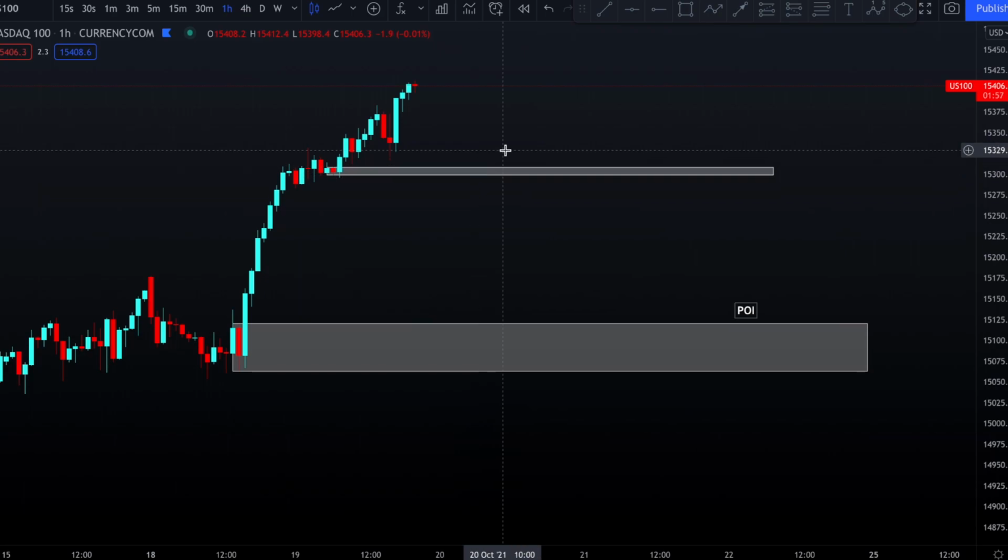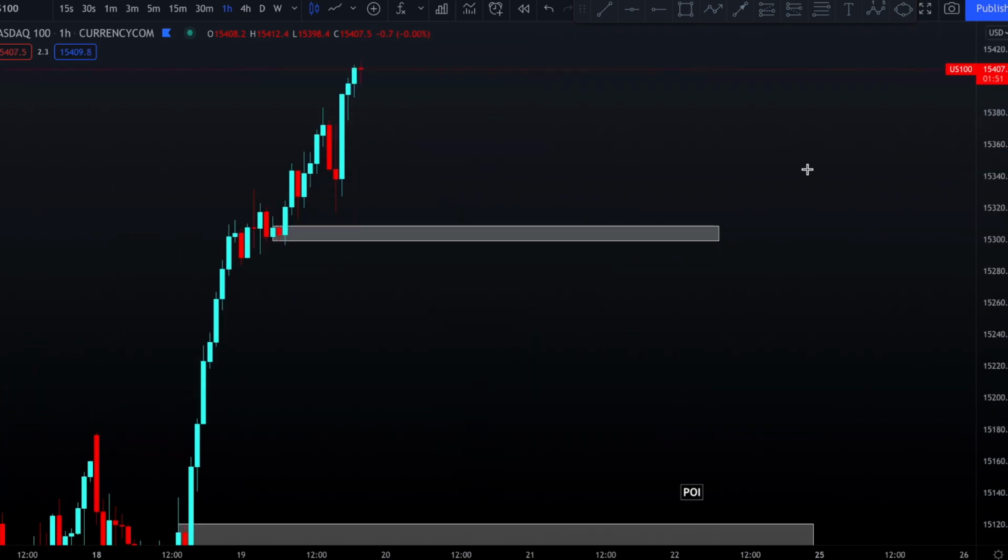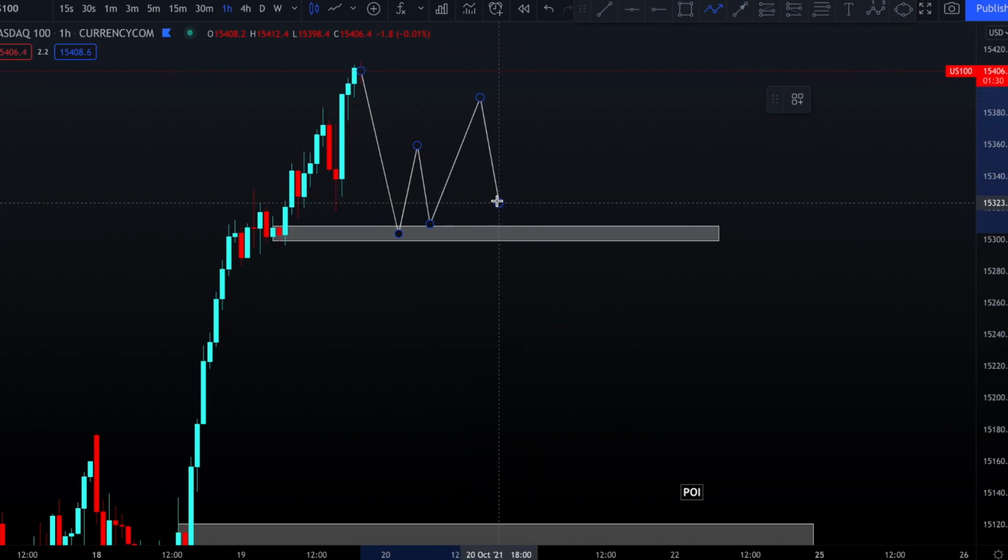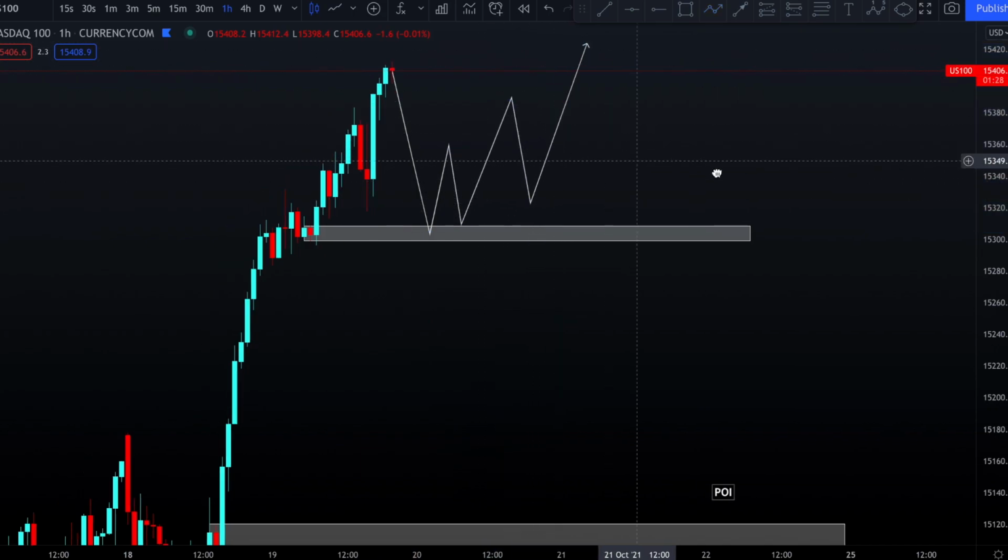Okay. Now, what do we need to see to make an order block valid? We need to see price come in to our order block. Test this order block, break structure on a lower time frame, come back and test a newly formed order block before we see it break structure again. It will do exactly the same thing and continue to the upside.